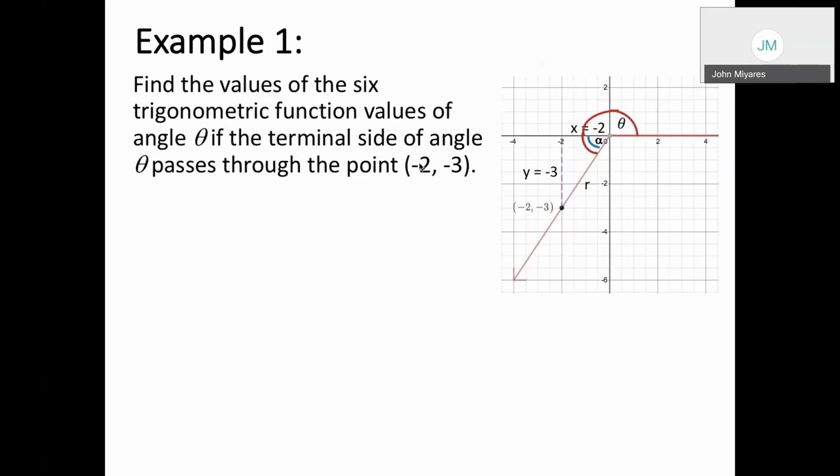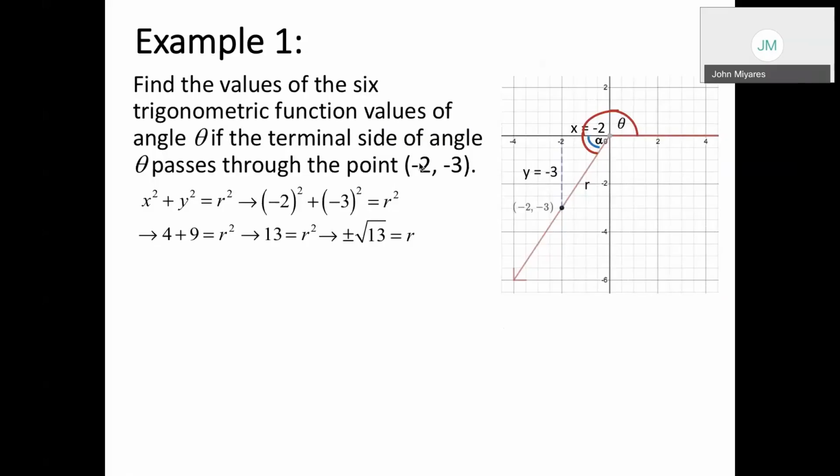To find r, we need to use the Pythagorean theorem. x squared plus y squared will equal r squared. Substituting in what we know, we will have -2 squared plus -3 squared equals r squared, which expands to 4 plus 9 equals r squared. So r squared equals 13, which when we take the square root of both sides gives us normally r equals plus or minus the square root of 13.